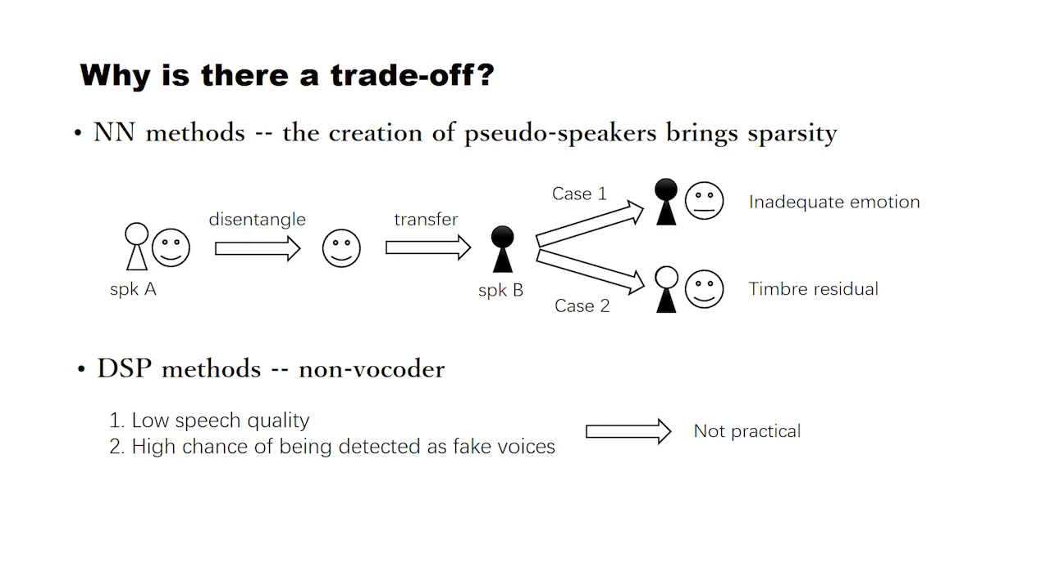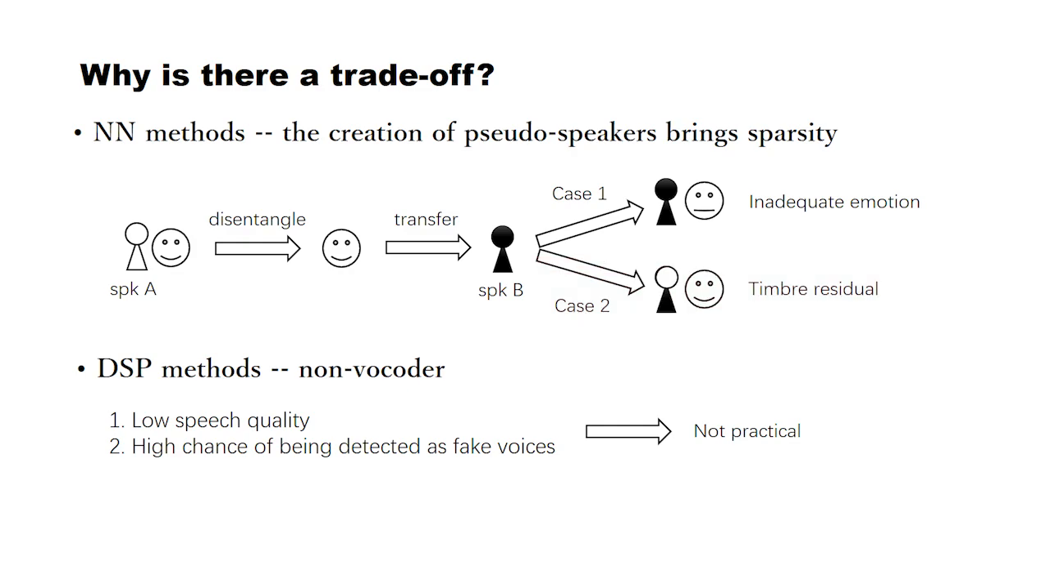So why is there a trade-off? And this is important. We believe the creation of pseudo-speakers represents some inherent sparsity, and this is actually a mismatch problem, a mismatch between training and inference. This issue is, from our perspective, particularly pronounced in zero-shot emotional transfer in TTS, where it could be really difficult for emotion and speaker to be fully disentangled. So, when we attempt to transfer emotions to an unseen speaker, we often encounter something like this. Either the emotion transfer is inadequate, or there is residual timbre information.